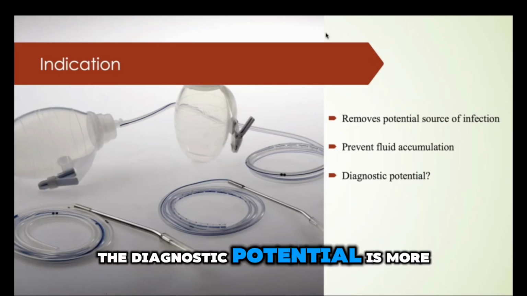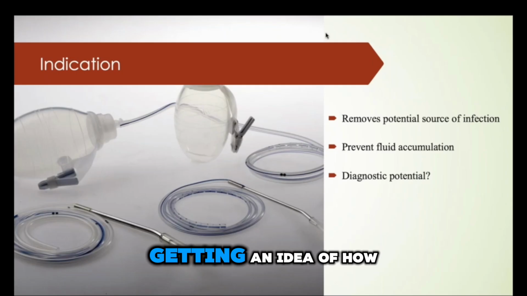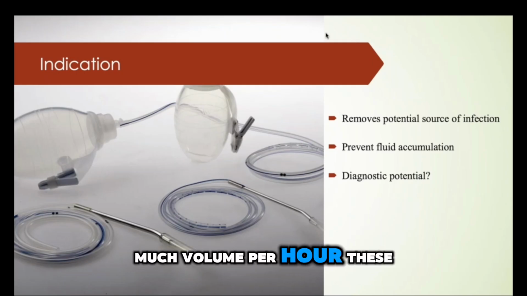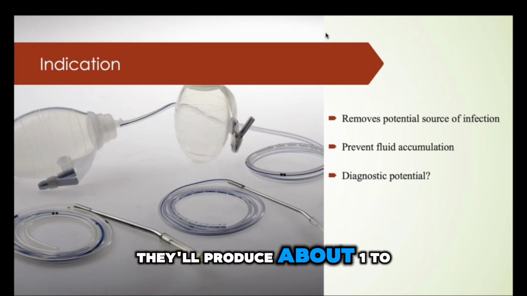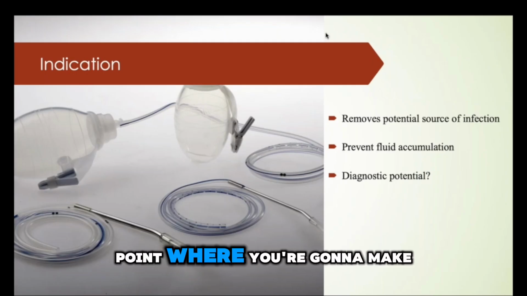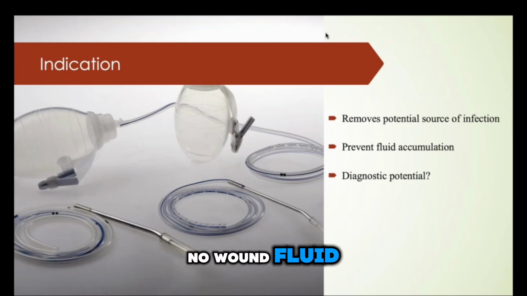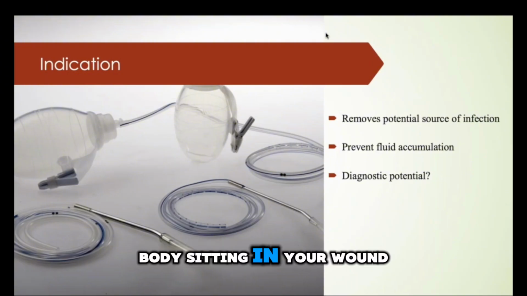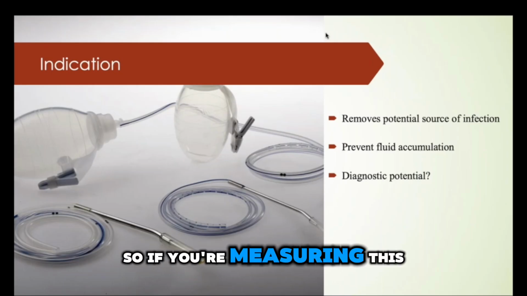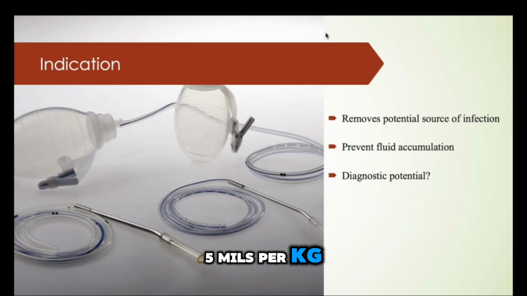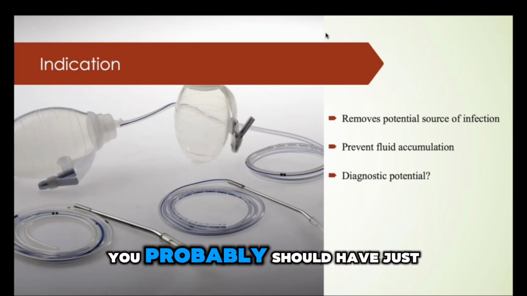The diagnostic potential is more of measuring volume, getting an idea of how much volume per hour these wounds are producing. These types of drains, they'll produce about 1 to 2 mils per kg on their own if they're just left in a wound. And so there's not a point where you're going to make no wound fluid because you have a foreign body sitting in your wound bed that will continue to stimulate wound fluid. So if you're measuring this and you're at 4 to 5 mils per kg and it heads down to 1 to 2 and the next day it's 1 to 2, you probably should have just removed the drain.